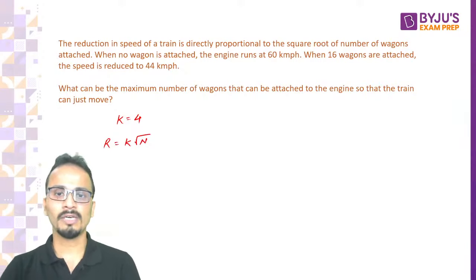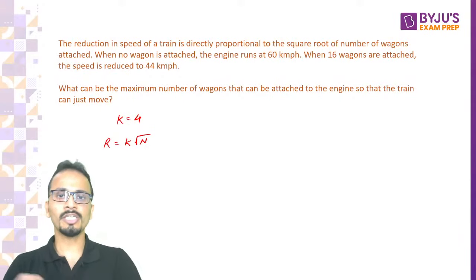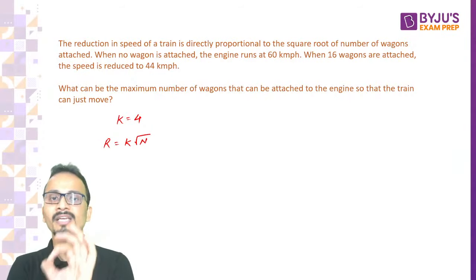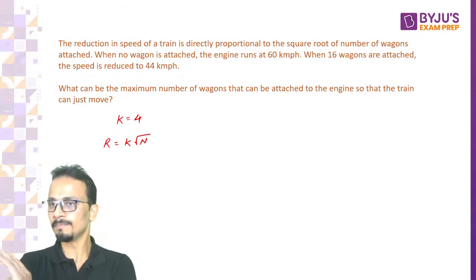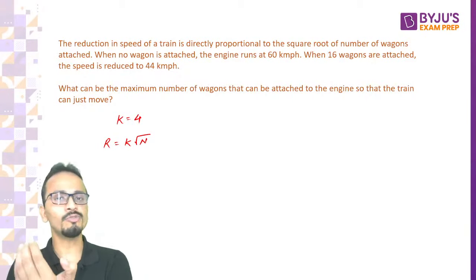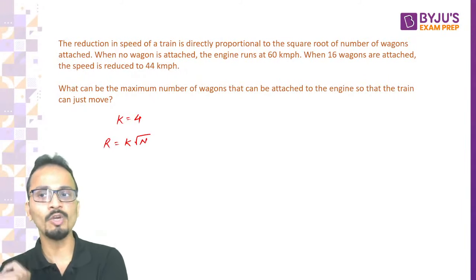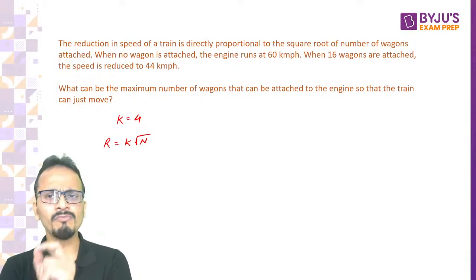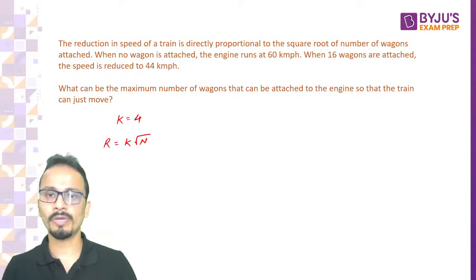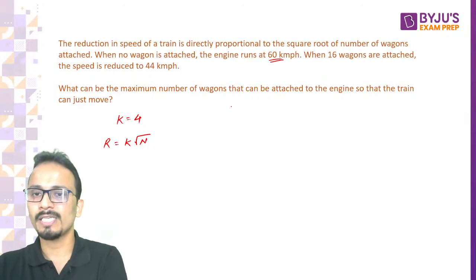All right. So reduction in speed is equal to k times under root n, and the value of k is 4. The question is, what can be the maximum number of wagons that can be attached to the engine so that the train can just move? Okay. So obviously, it will keep on attaching wagons. It will keep on reducing the speed, and there'll be a moment when the train will not move. But this is what we don't want. We want the maximum wagons that can be attached so that the train is just moving. Okay, fine. Now, when no wagon was attached, the speed was 60.